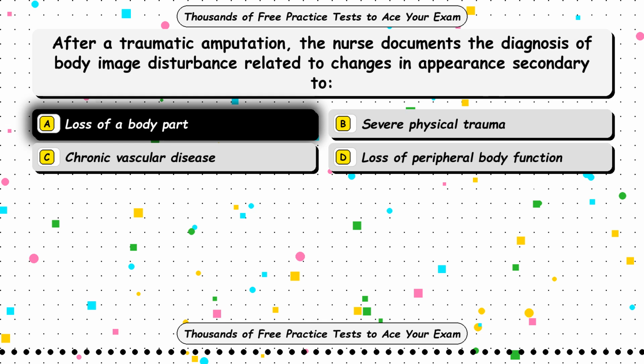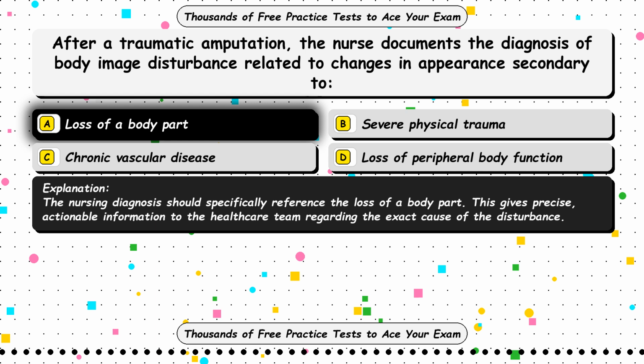The correct answer is option A, loss of a body part. The nursing diagnosis should specifically reference the loss of a body part. This gives precise, actionable information to the healthcare team regarding the exact cause of the disturbance.